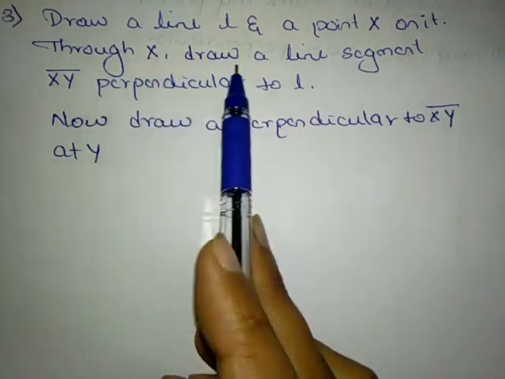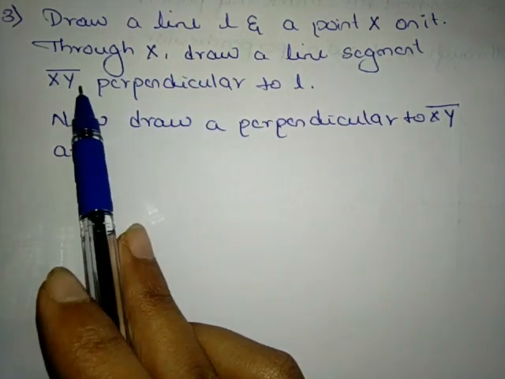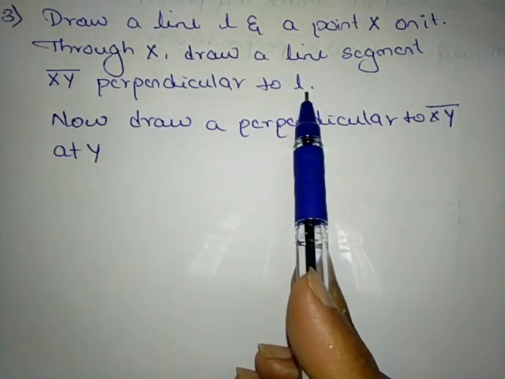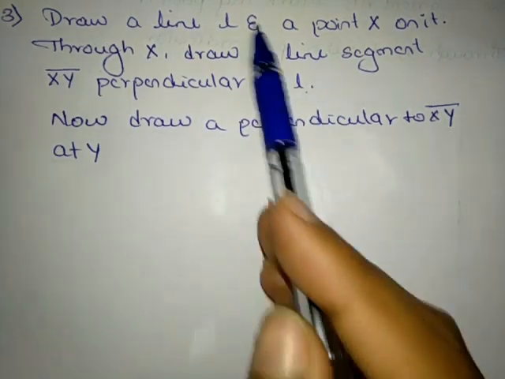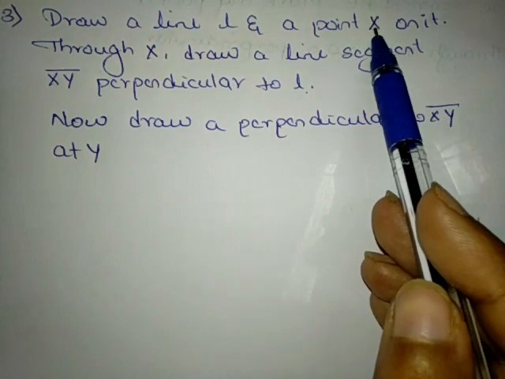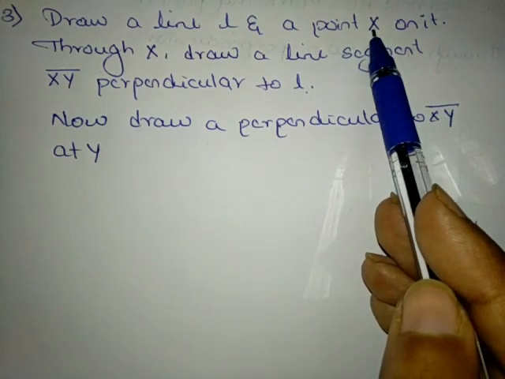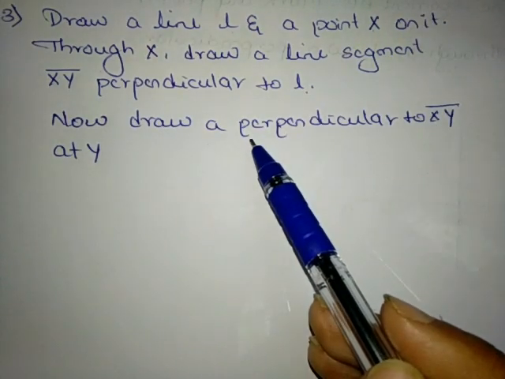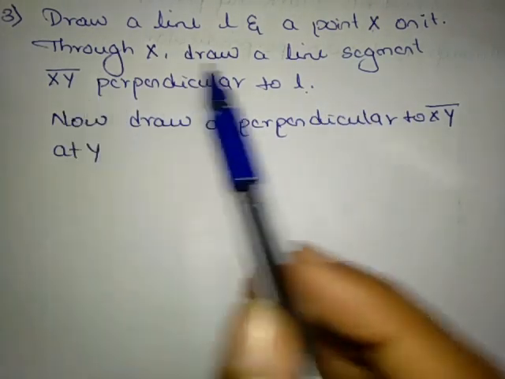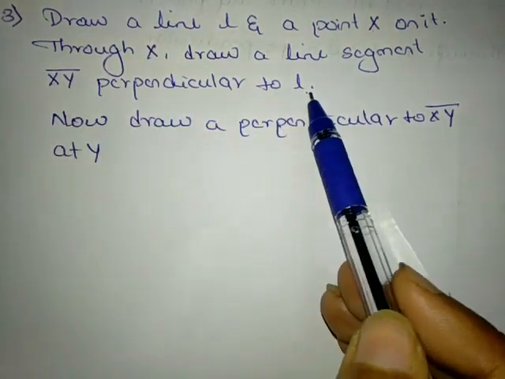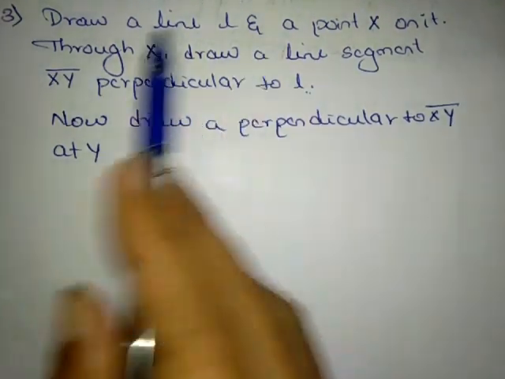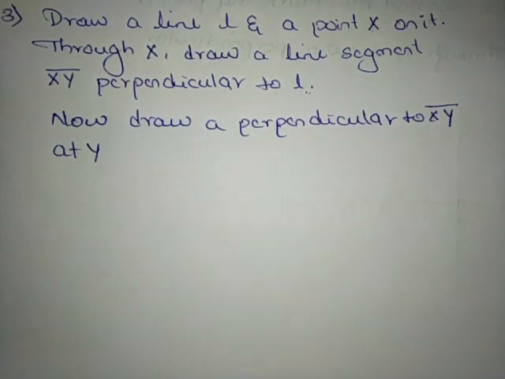Through X, draw a line segment XY perpendicular to L. We should draw a line L and mark a point X on that line L. Then the perpendicular line should be drawn through the point X to the line L. Okay. First we'll solve this and we'll see the next part after.